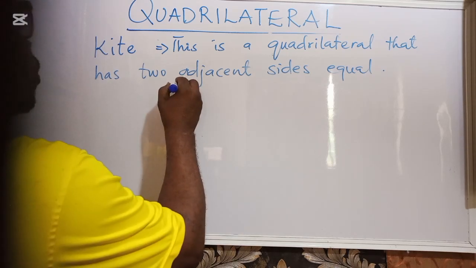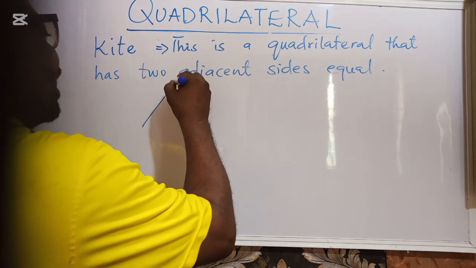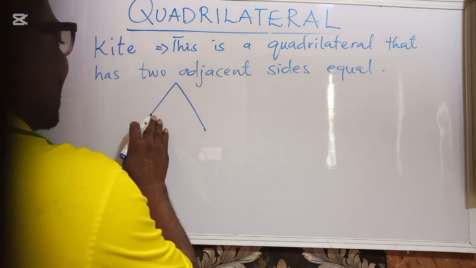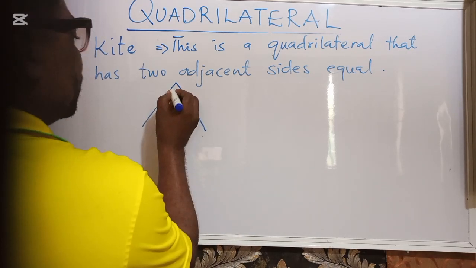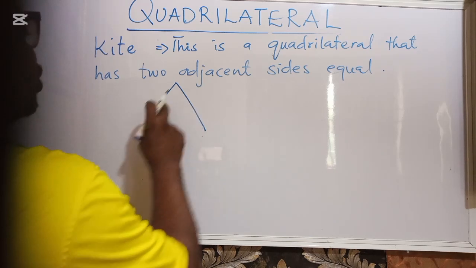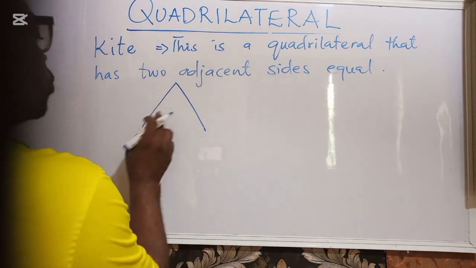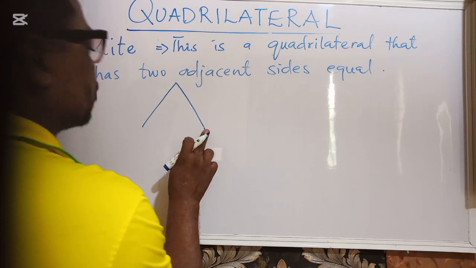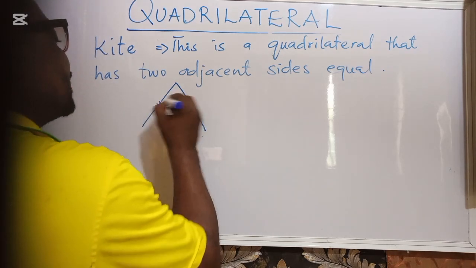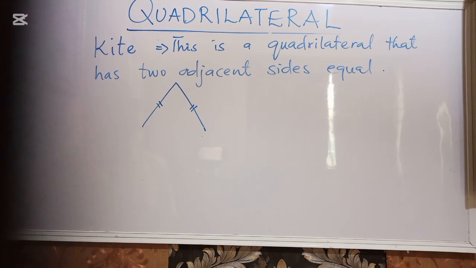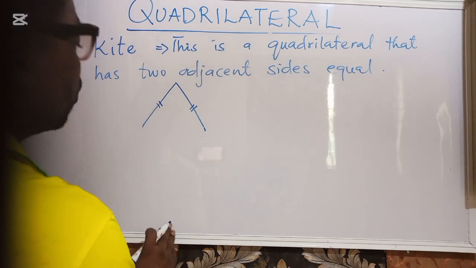This is it. One side, this side, they are adjacent sides to each other. They form an angle like this. They are adjacent sides. They join each other to form a particular angle. So this is adjacent to this one, and this one is adjacent to this one. Then they are equal. Look at it. This one is equal to this one. But the other one must be longer than this.